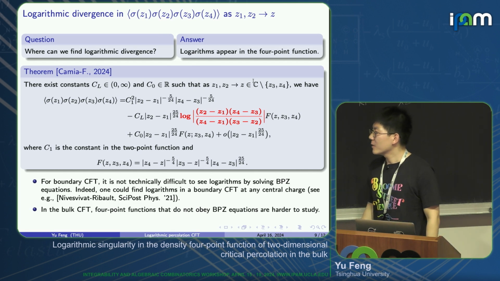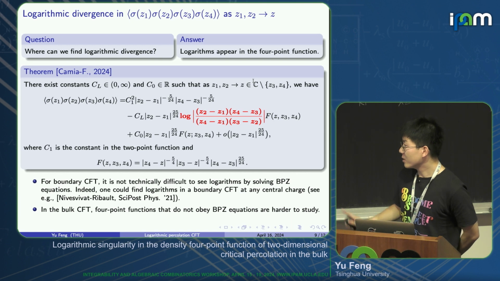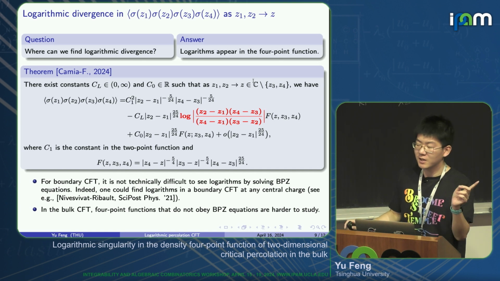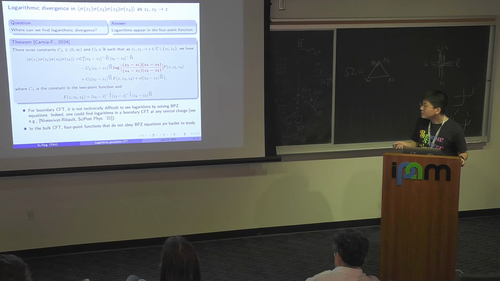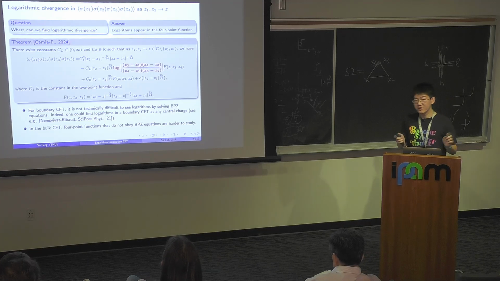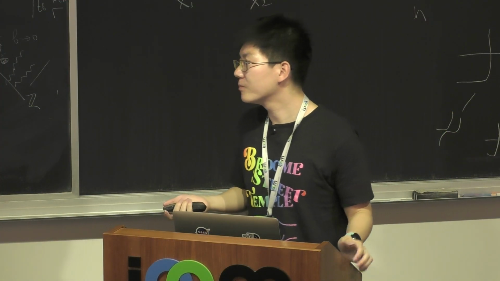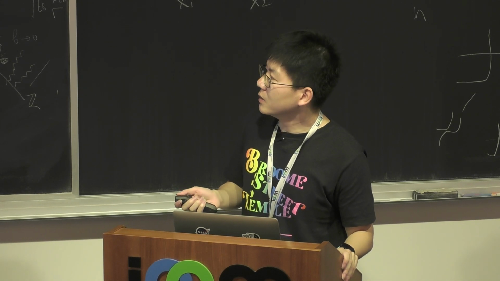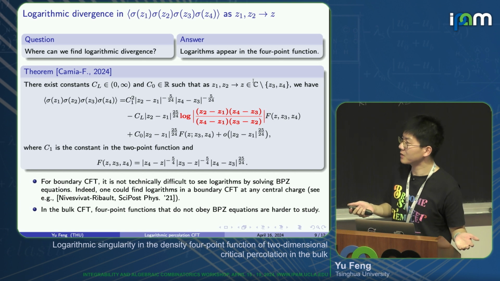Yeah. I have several remarks. For boundary CFT, it is not technically difficult to see logarithms. Because you have BPZ equations, you can see log by solving those equations. Actually, one could find logarithms in a boundary CFT at any central charge. But for the bulk CFT, the situation is different. You don't have degenerate fields, so in general, you don't have BPZ equations. And they are harder to study, but nevertheless, this is evidence that bulk percolation CFT is also logarithmic.